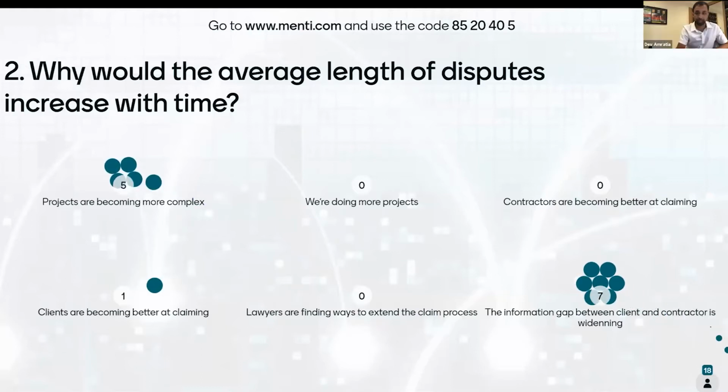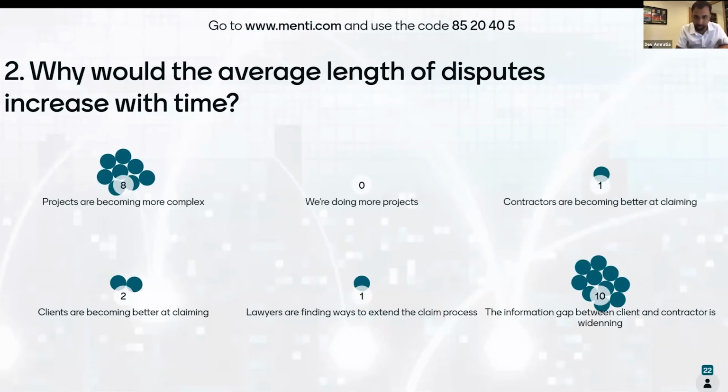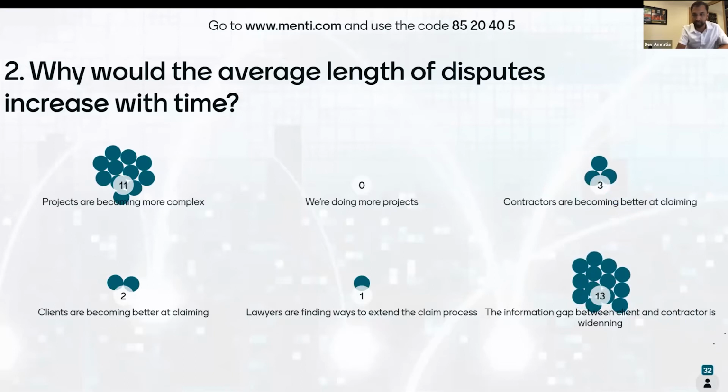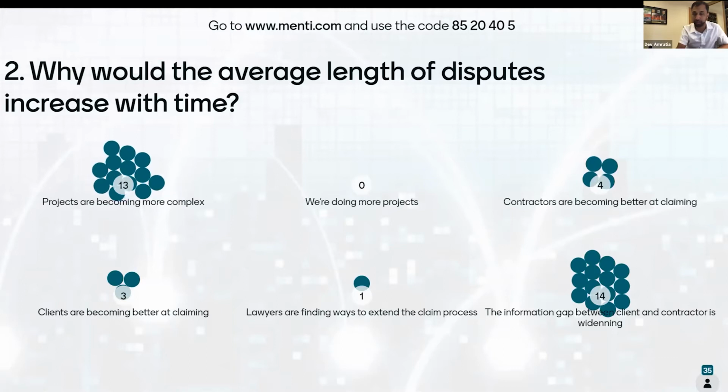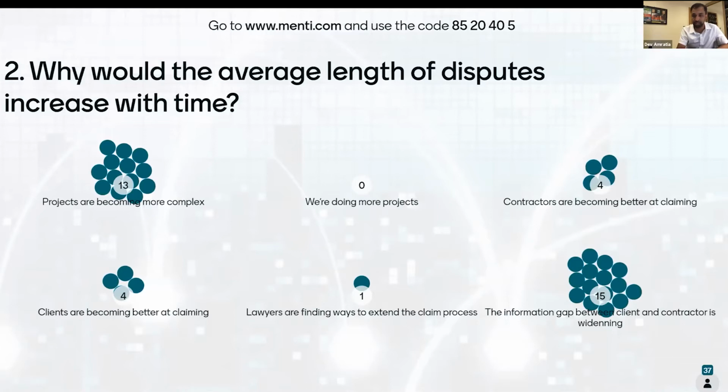Yeah. Projects are becoming more complex. The information gap. Sorry if there are any lawyers in the room, where I wrote lawyers are finding ways to extend claim processes. That's not intended to go and dagger towards a lawyer. But that's really interesting, right? By the way, we are doing more projects is actually technically correct. The construction industry is larger than it's ever been in its history. But it's more interesting to see that we largely are talking about the information gap between the client and the contractor.